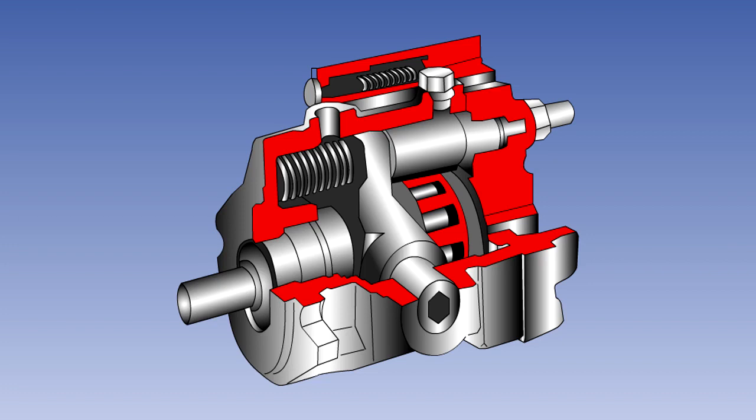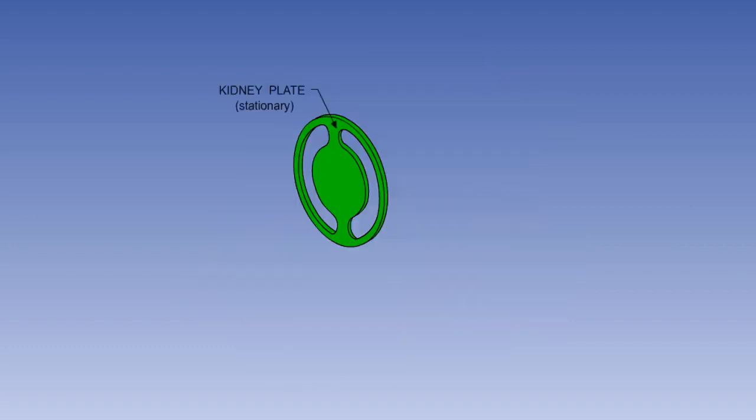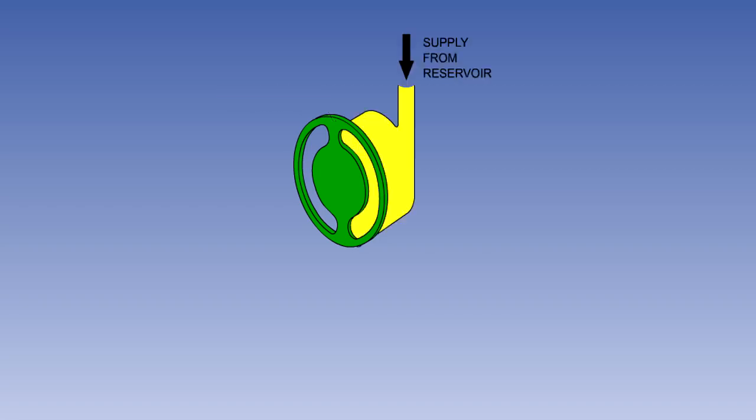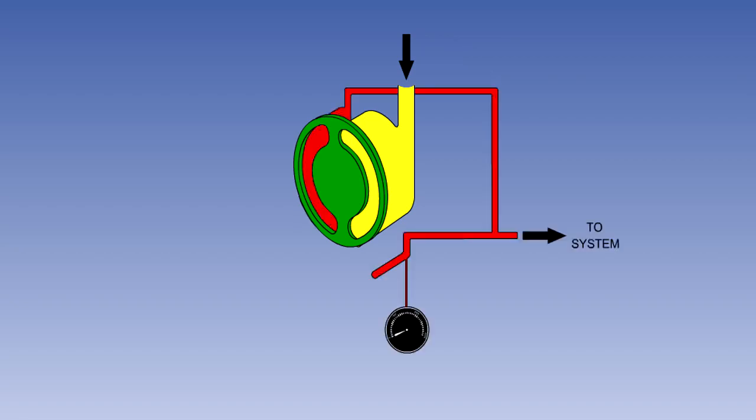The constant pressure, variable volume type of pump supplies a variable volume of fluid and controls its own pressure. This type of pump is typically fitted in modern aircraft, whose systems operate at between 3,000 and 4,000 psi. The pump is made up of a number of components. There is a stationary kidney plate, so named because of the two kidney-shaped slots cut in it. The fluid supply from the reservoir enters the pump through one slot, and the pressurized fluid exits by the other.